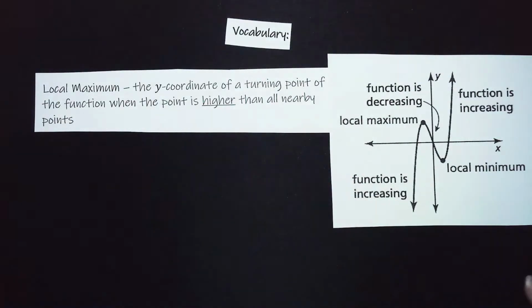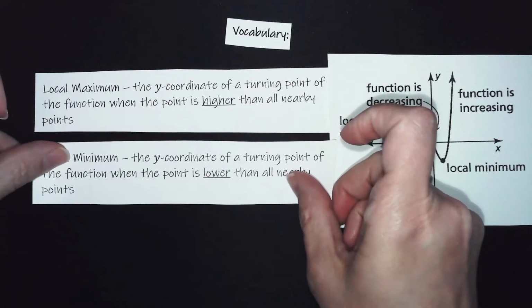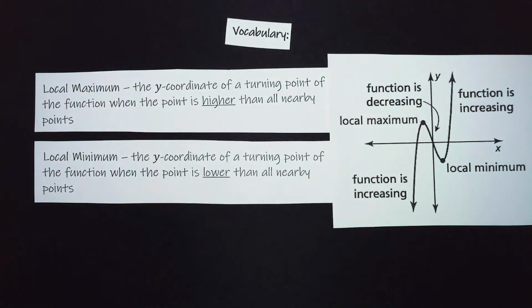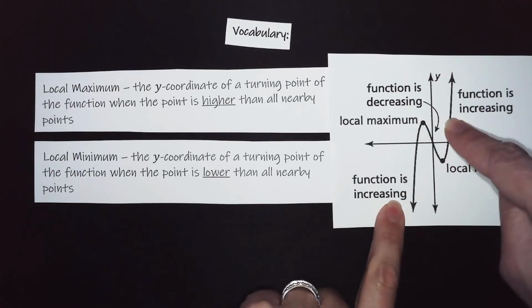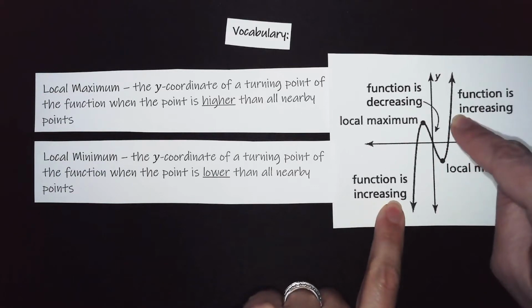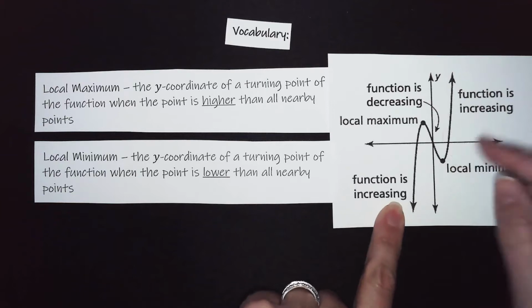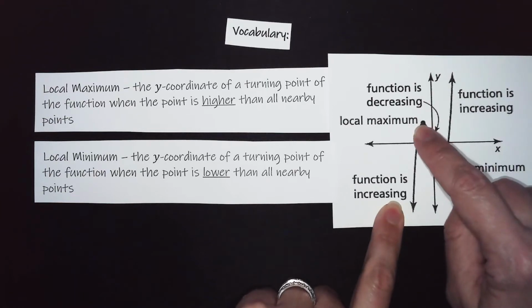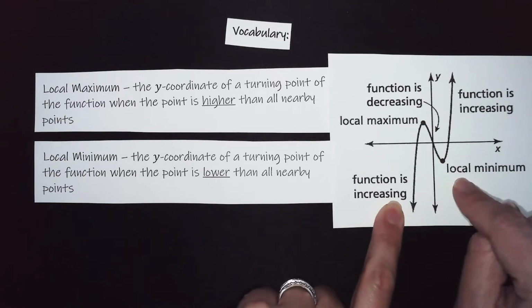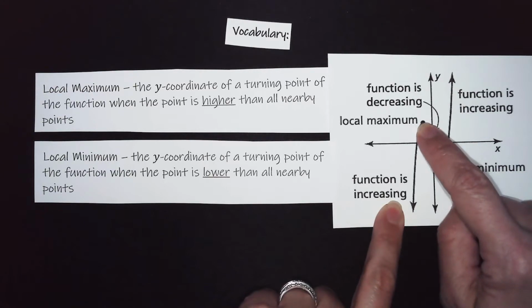A local minimum is the y-coordinate of the turning point of the function when the point is lower than all the nearby points. So it's coming down, and it's where it's changing to go back up. That's a bottom. I like to think of these as a peak and a valley. The bottom of the valley is the local min, and the top of the peak is the maximum.